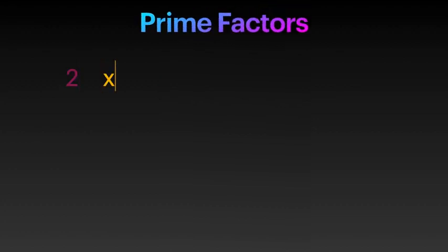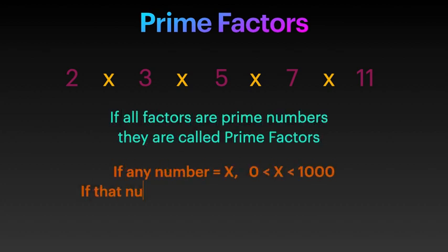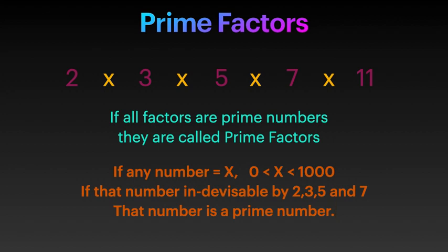Now let's have a look at how to find prime factors. In order to find the prime factors of a number, we use short division. We will have a look at it later. Now let's understand what prime factors are. If there is a multiplication involving only prime numbers, they are called prime factors.